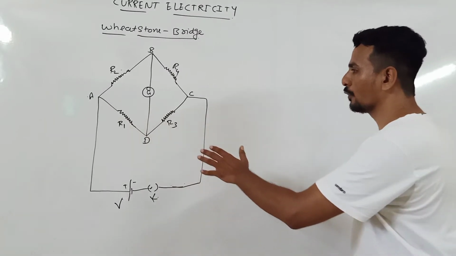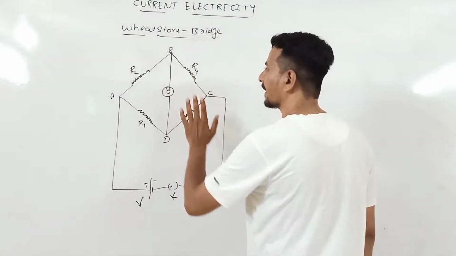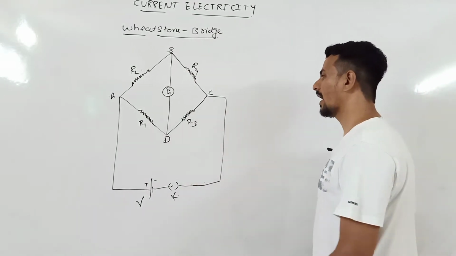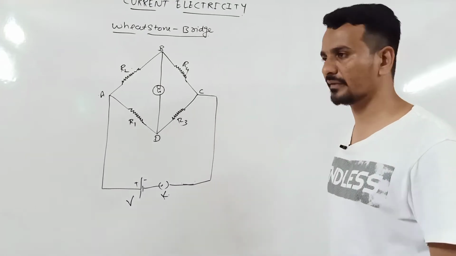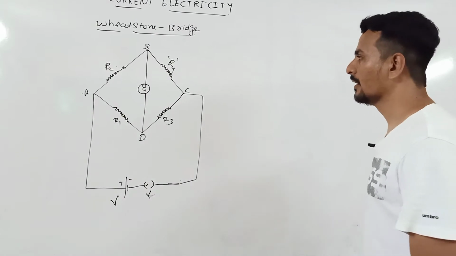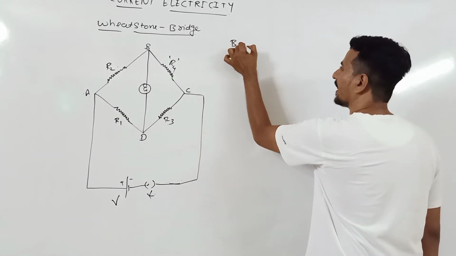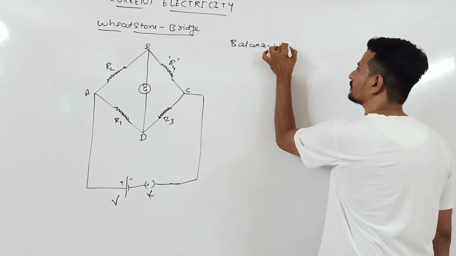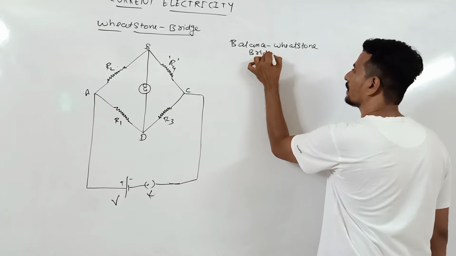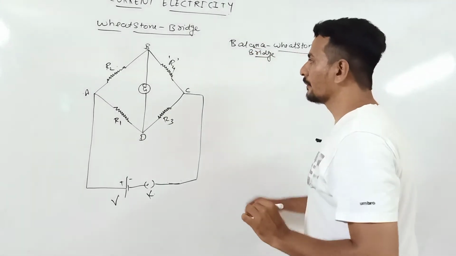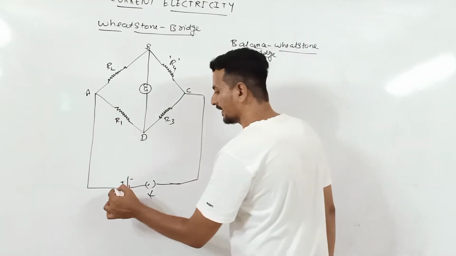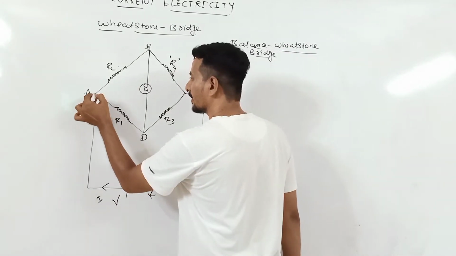Out of the four resistances which you are seeing in the diagram, three are known, one resistance is unknown. Let us say R4 is unknown. You can take any of the resistances, there is no problem. So say R4 is the unknown resistance. First of all, I will discuss the balanced Wheatstone Bridge. So we need to calculate the resistance R4.